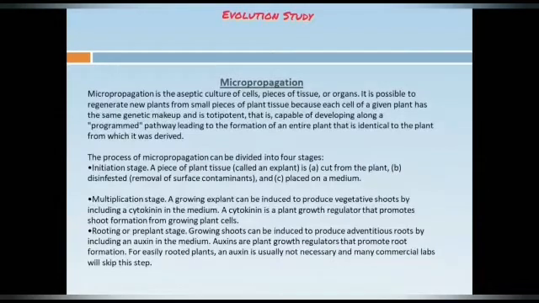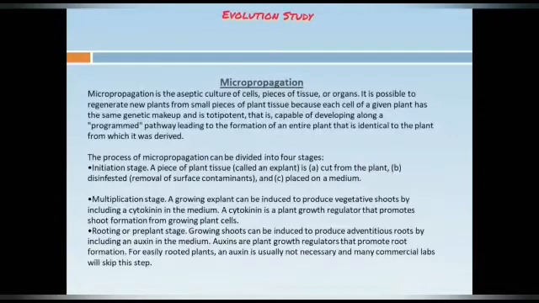The process of micropropagation can be divided into four stages. Initial stage, a piece of plant tissue called an explant is cut from the plant, disinfested, that is, surface contaminants are removed, and then placed on a medium. Now the multiplication stage. A growing explant can be induced to produce vegetative shoots by including a cytokinin in the medium. A cytokinin is a plant growth regulator that promotes shoot formation from growing plant cells.